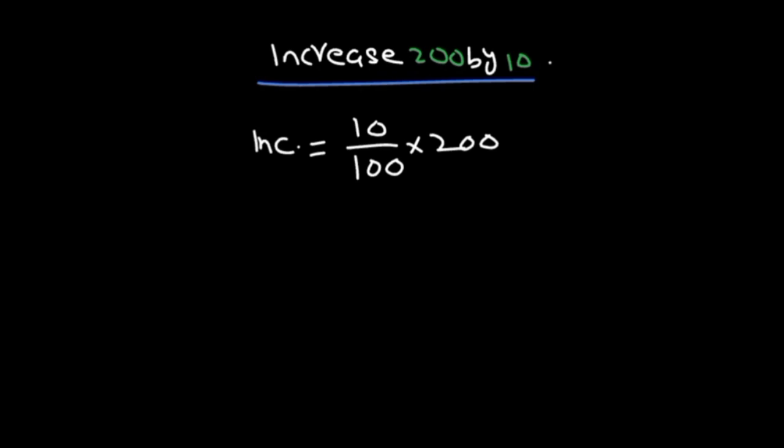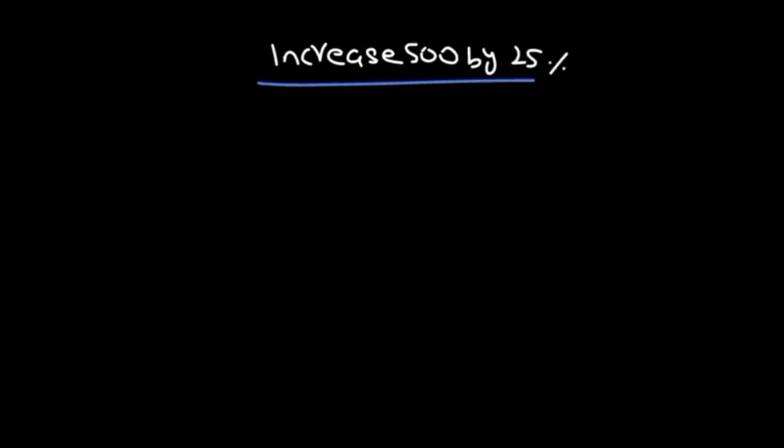simplify it, we cancel 2 zeros by 2 zeros, and now we need to multiply 10 by 20, and in the denominator we have 1, so we don't need to write 1. So 10 multiplied by 20 is equal to 220. So for sake of practice, we take another example.